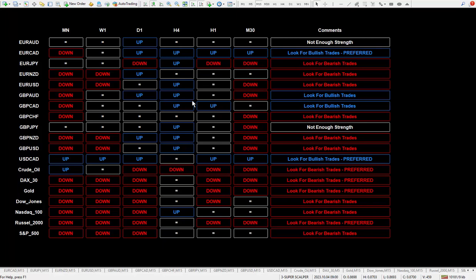Now once I take a look at this, I'm looking at the charts, how they look, checking out all the different time frames, whether it's either up or down, and then of course I have the comments whether to look for bearish or bullish trades. Now if you're trading without some kind of a daily trade plan, well, that's a very good reason why you are failing.